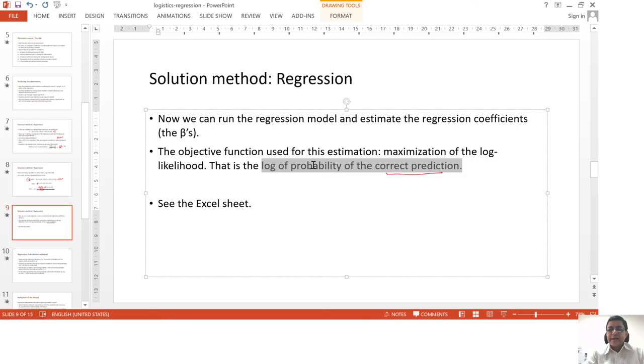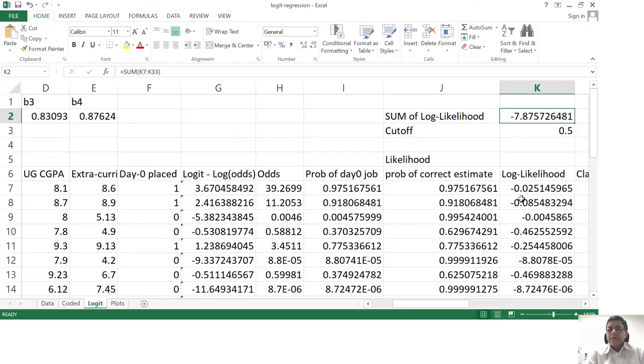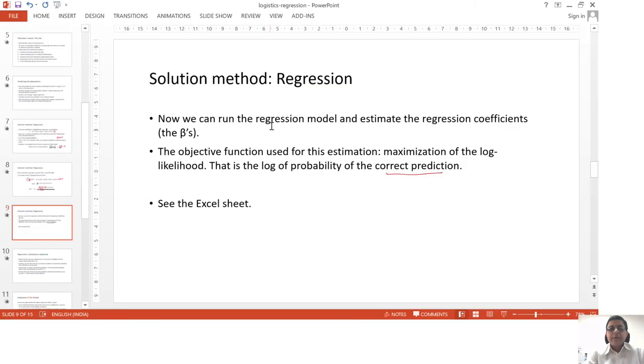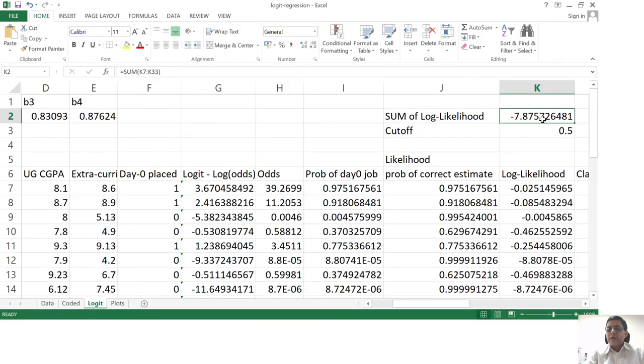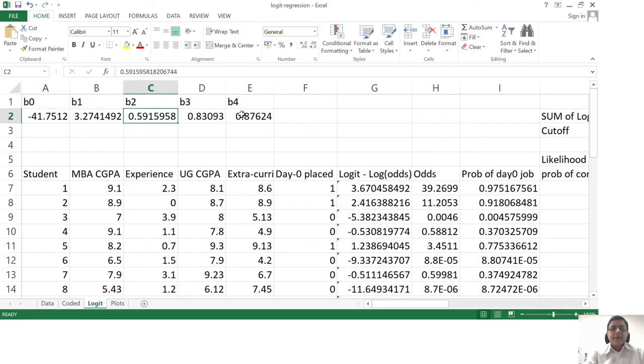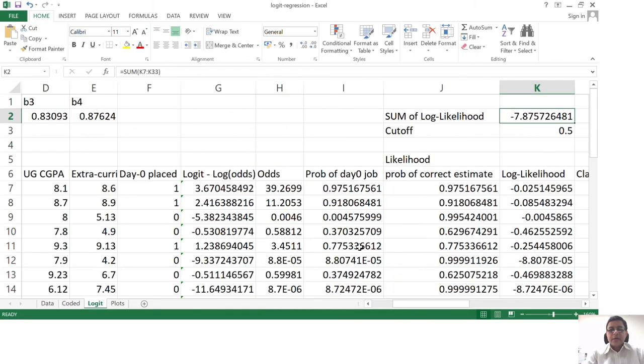Log of the probability that the model predictions are correct. Okay, so this is that log likelihood. This is the summation of all the log likelihood. Okay, and using this, I ran the optimization problem saying that this is what I wish to maximize. What can I change? What is this whole problem about? This problem is about estimating the betas. So I told Excel, try to get a maximum possible value of the sum of log likelihood by changing what? By changing beta naught, beta 1, beta 2, beta 3, beta 4. So these are my estimated values of beta 1, beta 2, beta 3, beta 4. Okay, that achieves the objective.